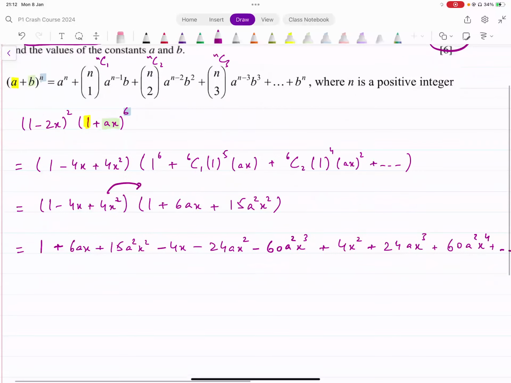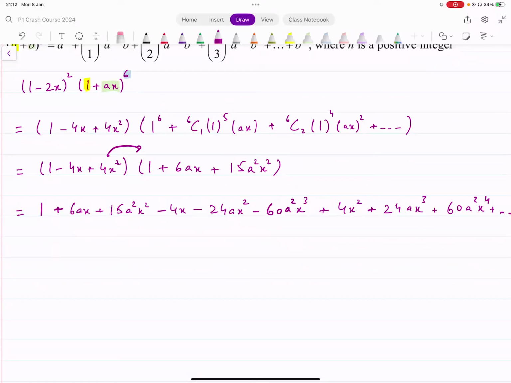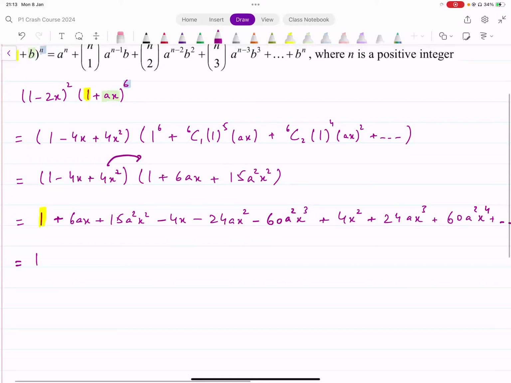Now what we're going to do is we're just going to look for the constants. What are the constants that we have? We just have 1. That's the only constant that we have. Okay. Then what about the x terms? We have 6ax, we have minus 4x, and that's it. These are the 2 x terms that we have. Let's write them together.